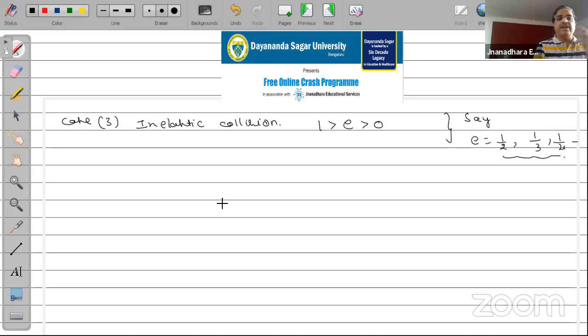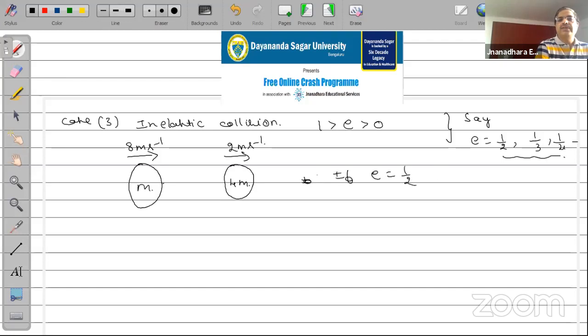Now I would like to take an example and then illustrate this inelastic collision. Let us say that I have a body of mass m, initially moving with a velocity of 8 meters per second. It comes and hits another body of mass 4m moving with a velocity of 2 meters per second. If e is equal to half, then find the velocity after collision of the two bodies plus the loss of kinetic energy.